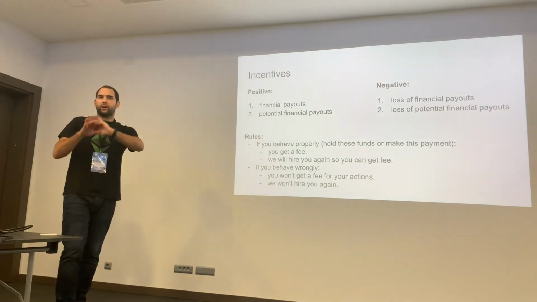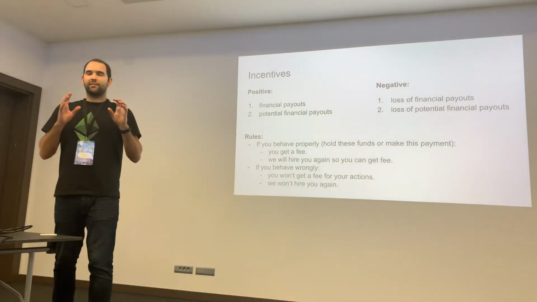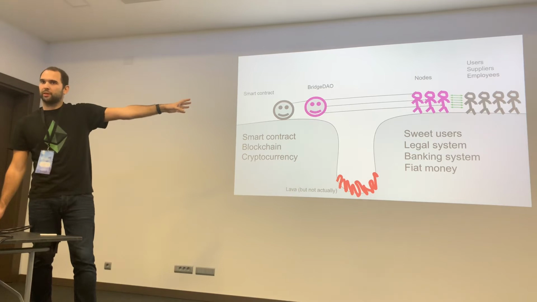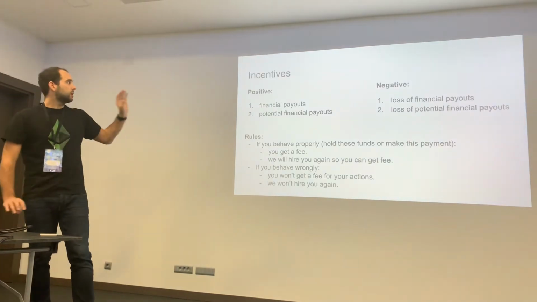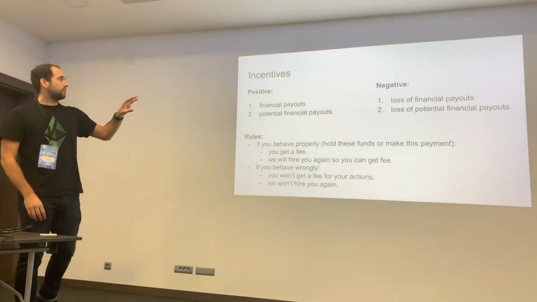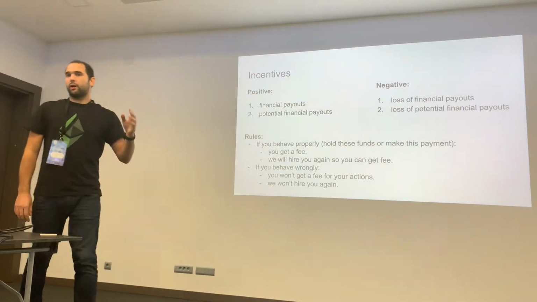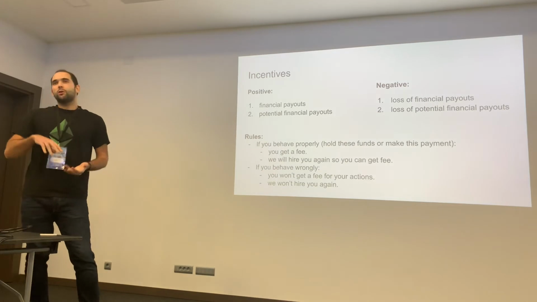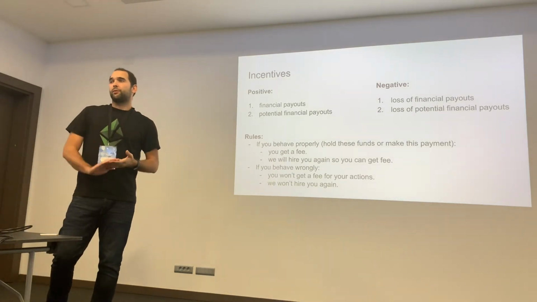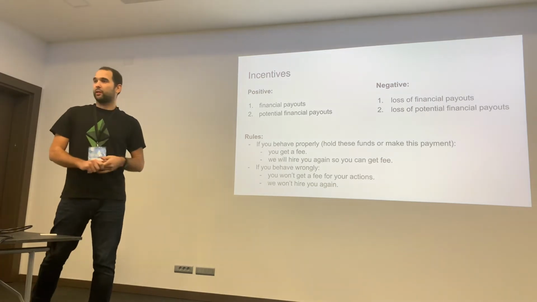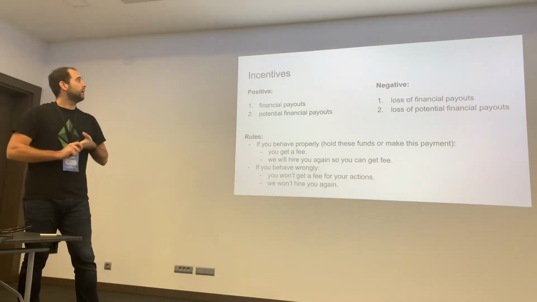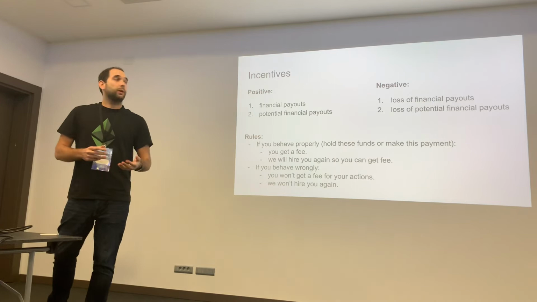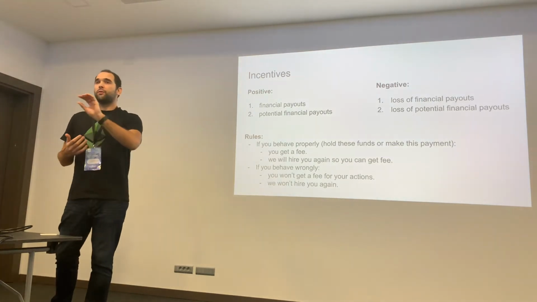So let's start with incentives. Everybody probably understands that these pink people there should have some incentives to do some things for us, right? And how do we do this? So we have positive and negative incentives. Positive incentives, of course, are financial payouts. So they will do something if they are going to be paid for it. They will also do something if there is a chance that they will get paid for it, or paid more later for something that they will do later. And there are also negative incentives. They will lose financial payouts.